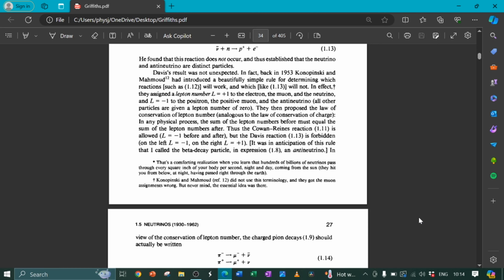Thus, the Cohen-Reines reaction 1.11 is allowed, L equal minus 1 before and after, but the Davis reaction 1.13 is forbidden. On the left, L equal minus 1, on the right, L equal plus 1. It was in anticipation of this rule that I call the beta decay particle in expression 1.8 an antineutrino.